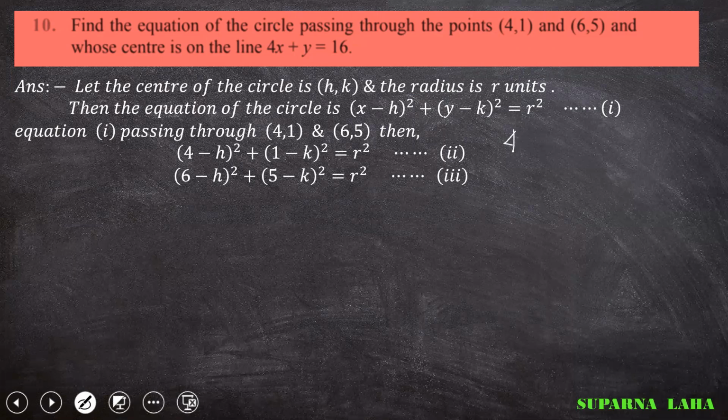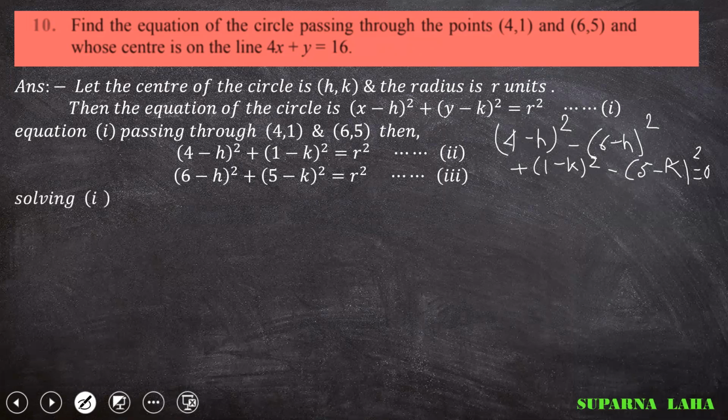So 4 minus h the whole square minus 6 minus h the whole square plus 1 minus k the whole square minus 5 minus k the whole square is equal to 0. Just subtract it, and you can apply the a square minus b square formula also, or you can break these squares and simplify it. Now if you simplify it, you will find this relation between h and k, that is 4h plus 8k is equal to 44.